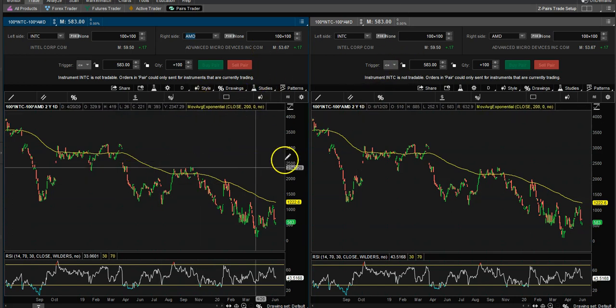So this is my Thinkorswim. I will leave a link below to this grid so you can actually have these charts.